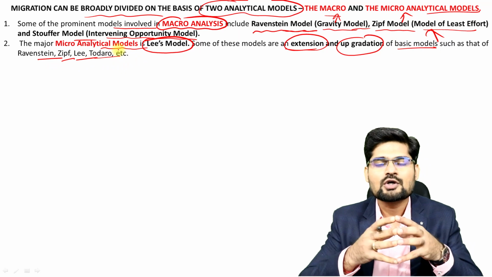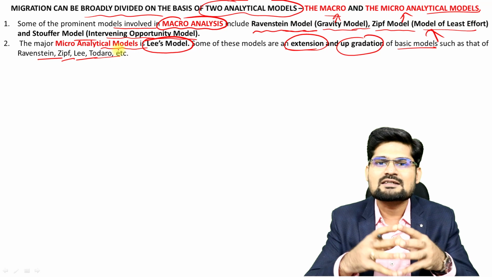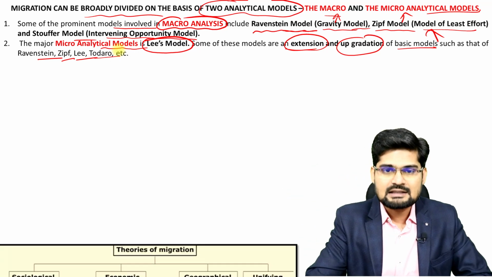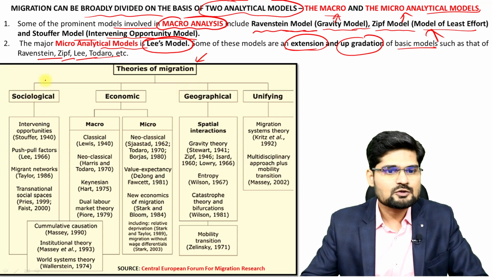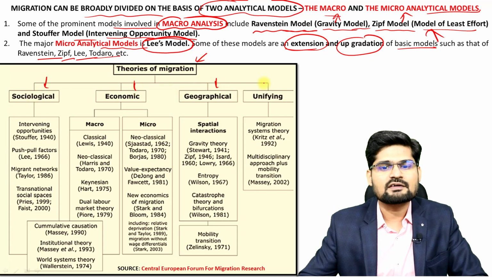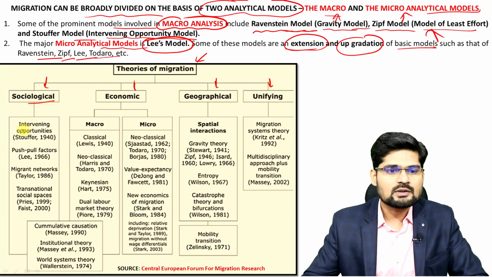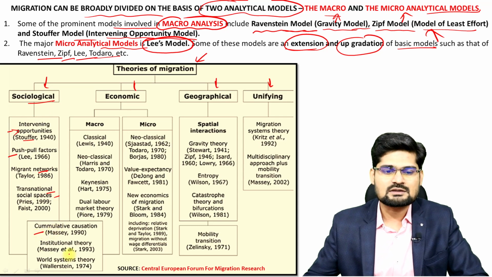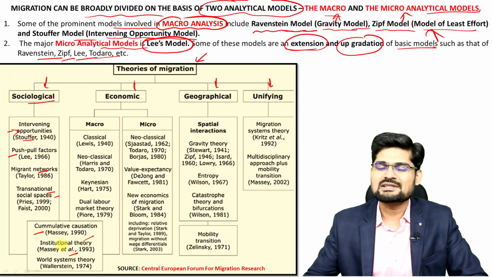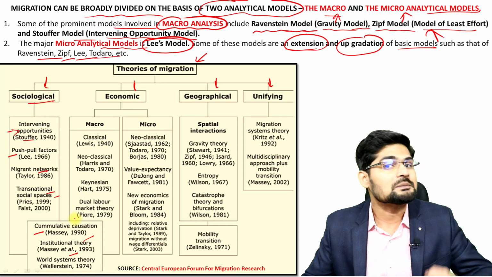Now these scholars, when they made these particular theories, we can classify them on the basis of certain themes, right? So let's understand what this classification of theories of migration looks like. So sociological, economic, geographical and unifying theories, under which if you observe sociological theory, so intervening opportunities theory, Stouffer, push and pull factors, migrant networks, transnational social spaces, cumulative causation, institutional theory, world systems theory. Now these are certain theories where social aspect, sociology becomes more important, right?